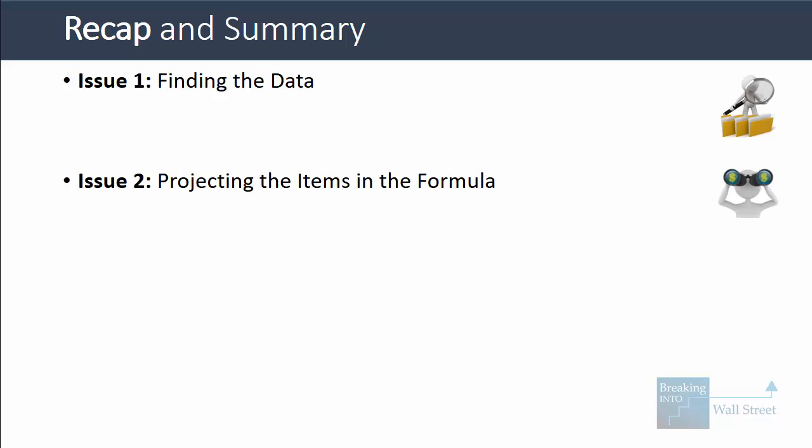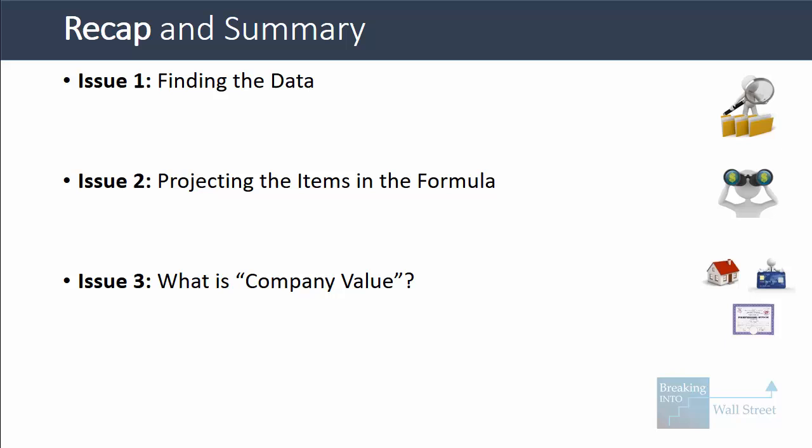Projecting the items can also be challenging because you have to figure out the company's revenue and expenses and what they're paying for units, how much they're selling units for, how much they're paying employees, and you have to make sure these follow reasonable trends over time. Company value gets complicated because there are different ways to measure it depending on which investors you're including and which assets you're including in this number.